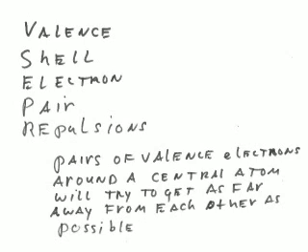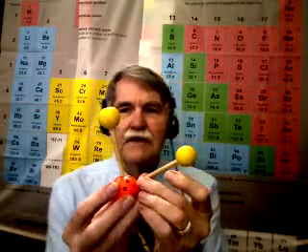So VSEPR theory simply says that the pairs of valence electrons around a central atom will try to get as far away from each other as possible. In forming a molecule like mercury dichloride, mercury starts with 2 valence electrons. The chlorines each start with 7. So the mercury puts in 1, the chlorine puts in 1, and we get a bond between the two. Then the second chlorine comes up, and the mercury puts in its second electron. And now we have a bond between each of the chlorines and the mercury.